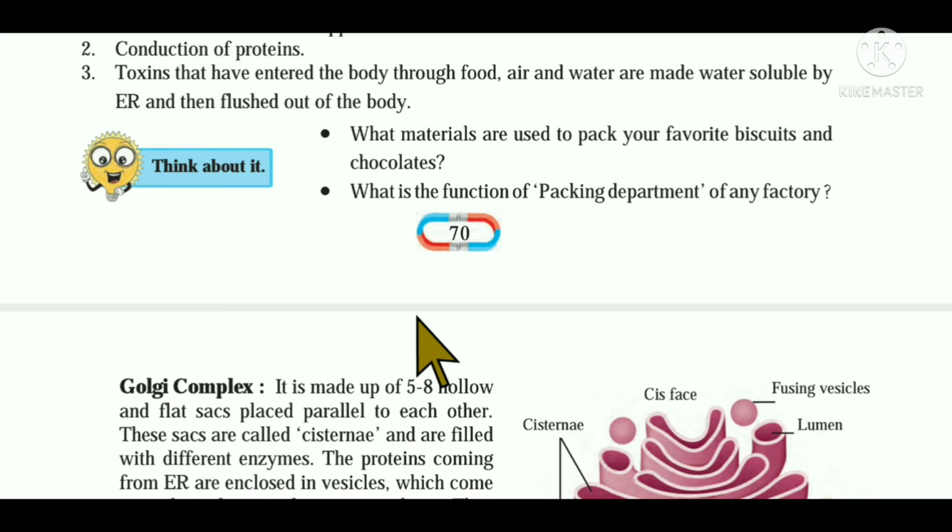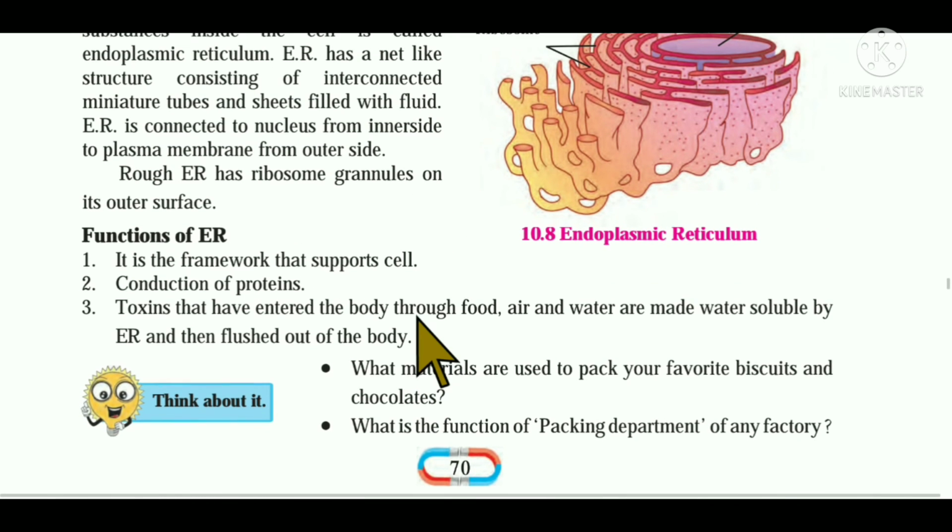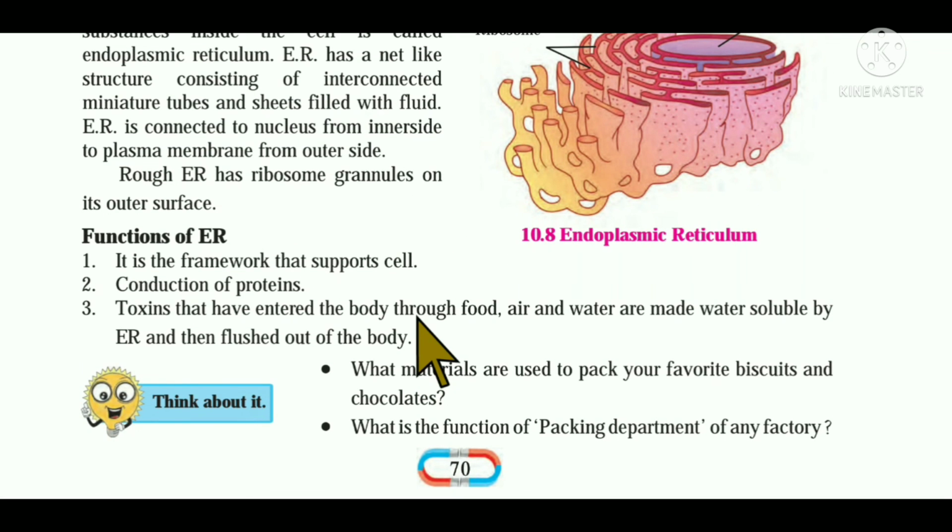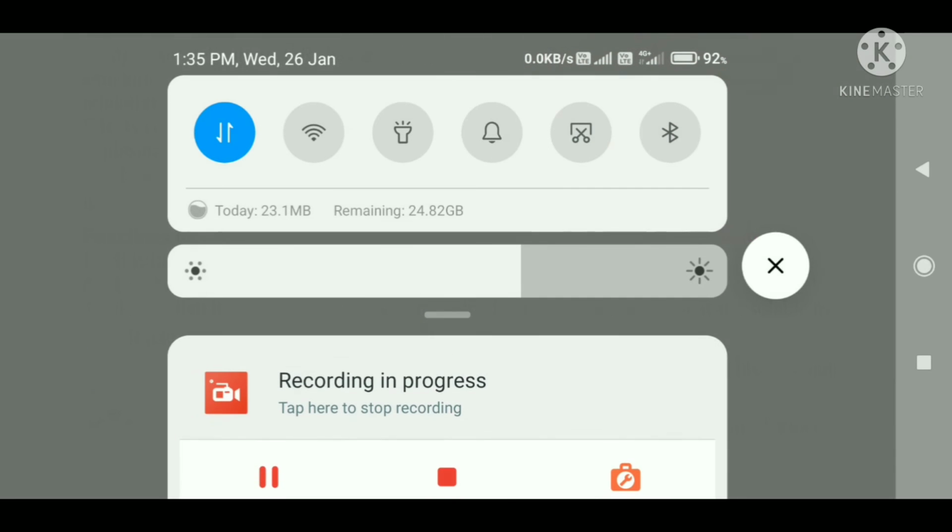These are some characteristic features of some of the cell organelles. Then we will see other types of cell organelles in the next period.